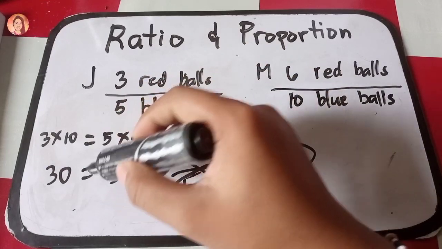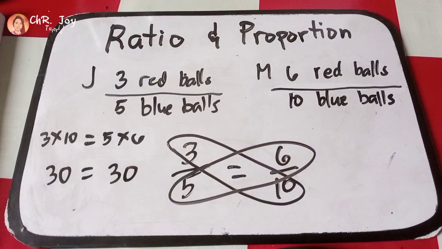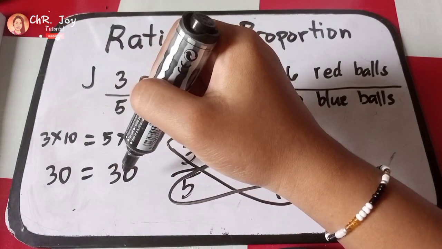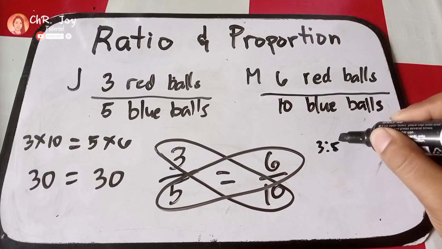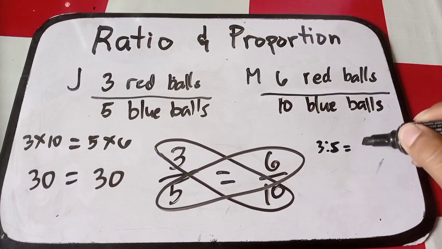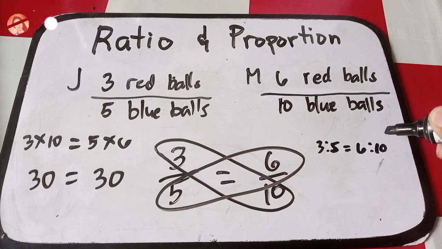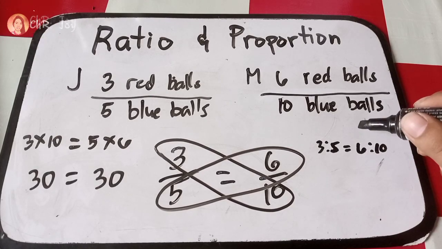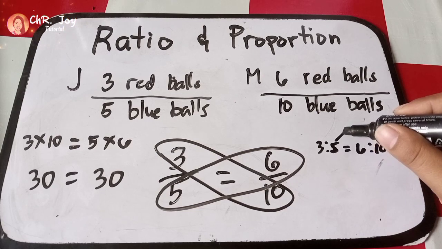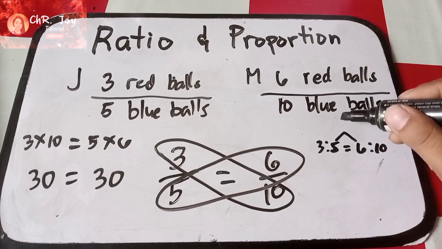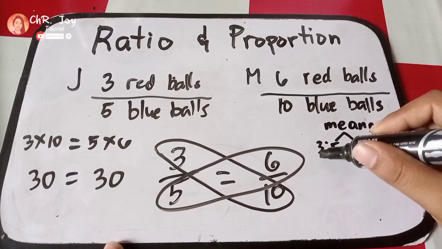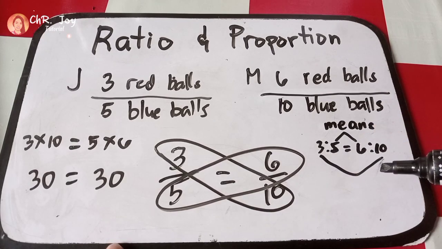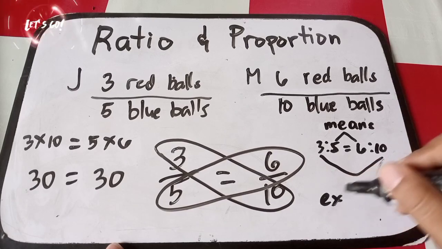So therefore, 30 is equal to 30. The products are equal, hence the two ratios form a proportion. Okay, so 3:5 is equal to 6:10. 5 and 6, this is what we call the means, while the 3 and 10, this is what we call the extremes.